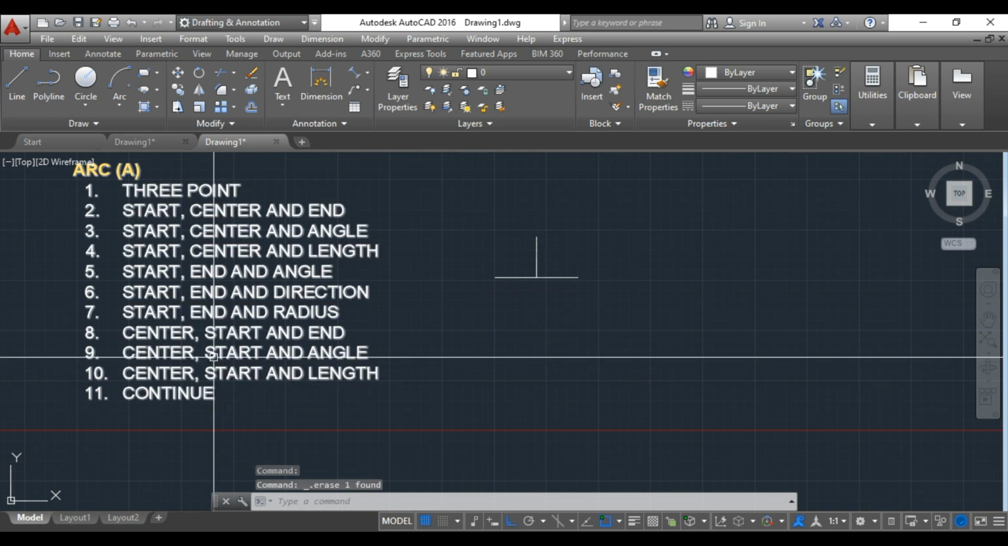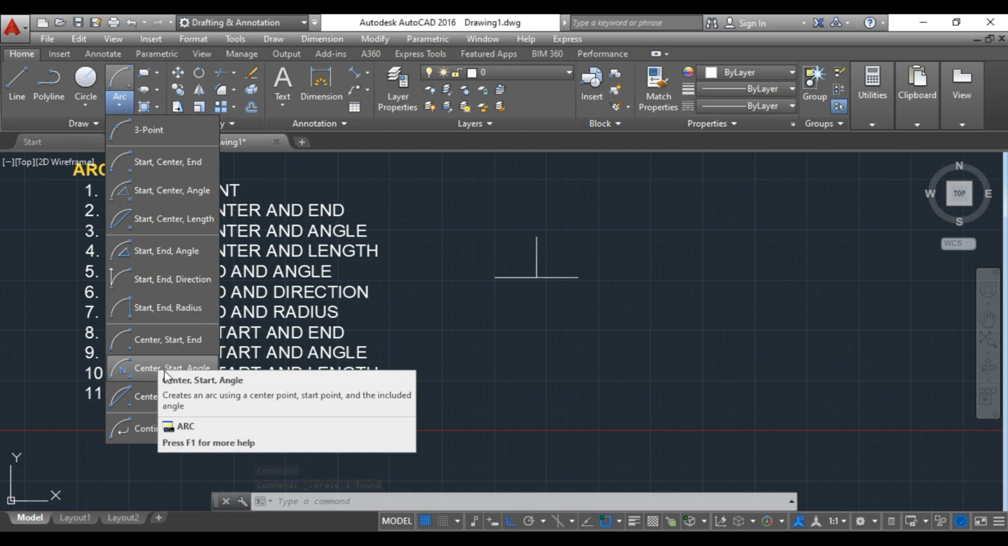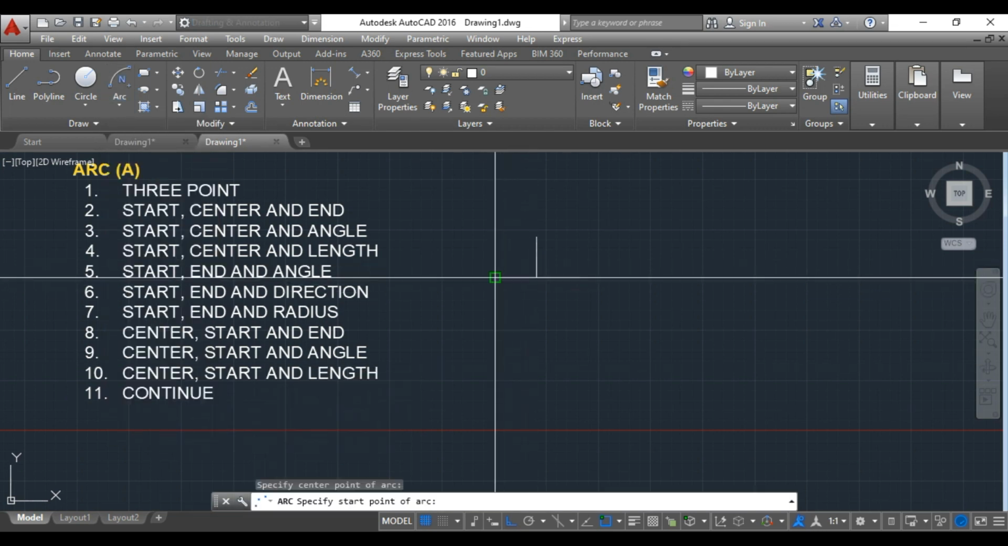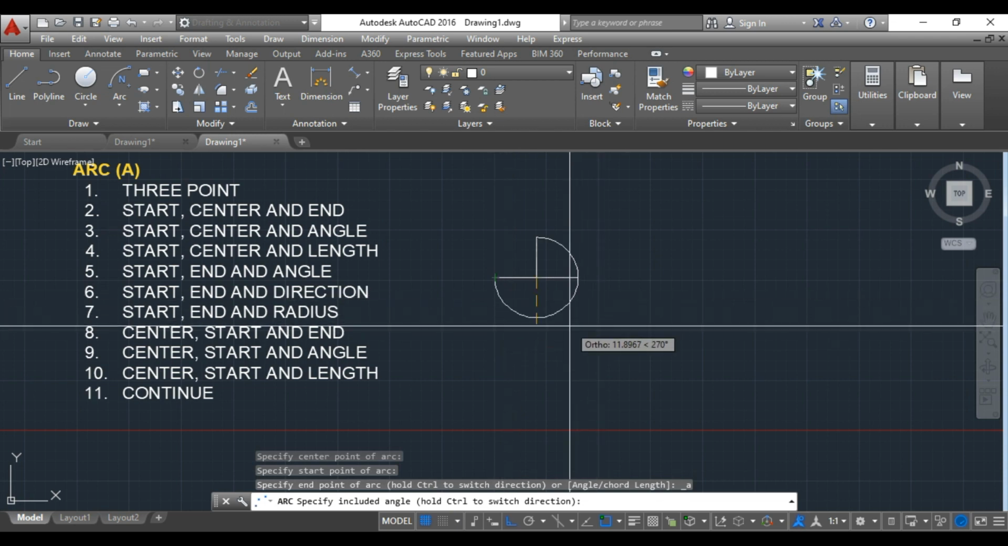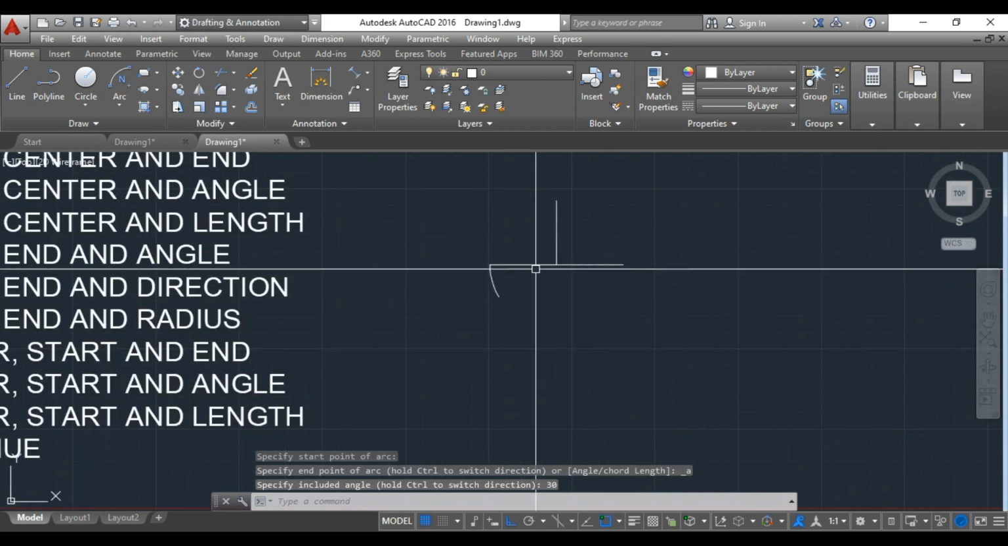One more is there, center, start and angle. Alright, so what I will do, I will go center, start, angle. This is my center and this is my start, so I will provide some angle now. Now it is asking me the angle, so I will give around 30 degrees and I will hit enter. You can check out whether you got the 30 degrees or not.